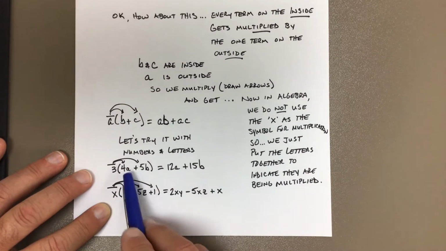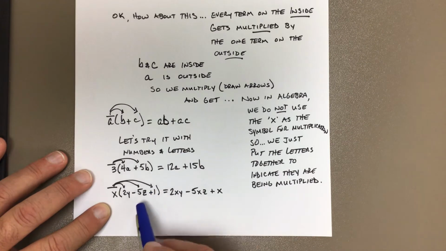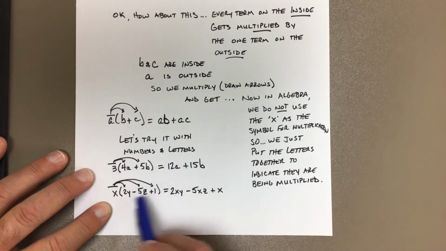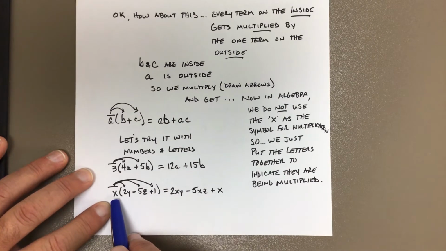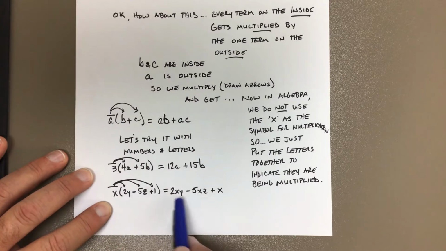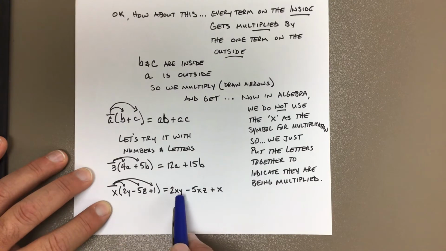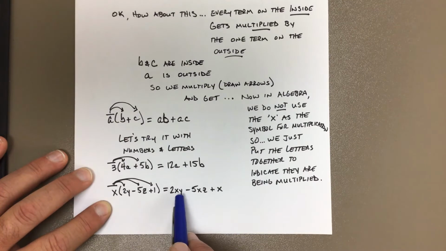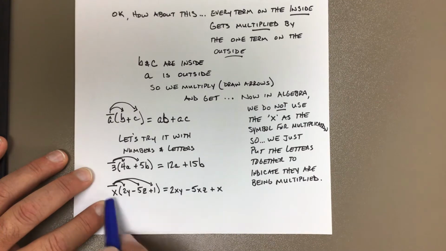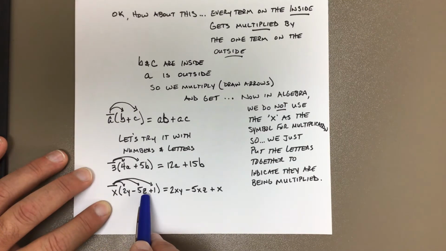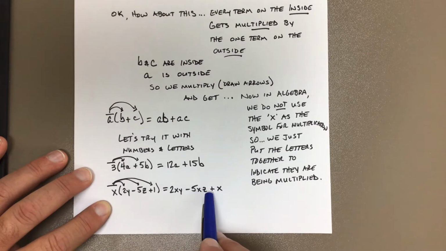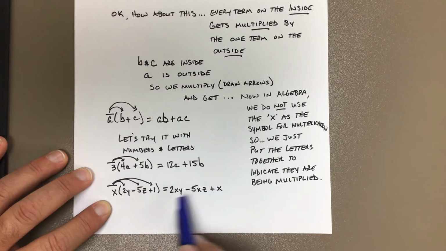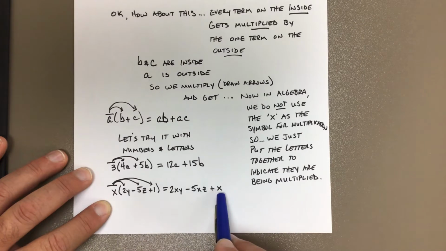So most of the time you're going to see 2 or 3, maybe every once in a while you'll see 4 terms on the inside, but you're going to have one term sitting out here. So x times 2y is 2xy. Notice how I put the x first because it's alphabetical. x times 5z is minus 5xz, again alphabetically, and then x times 1 is x.